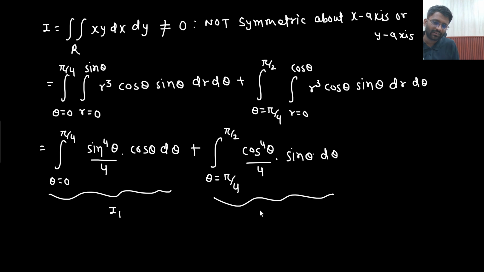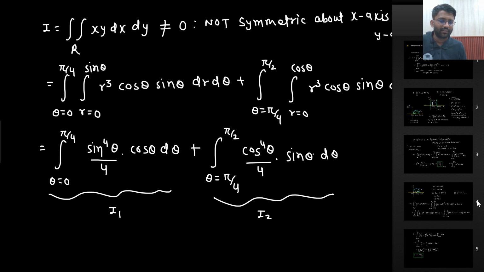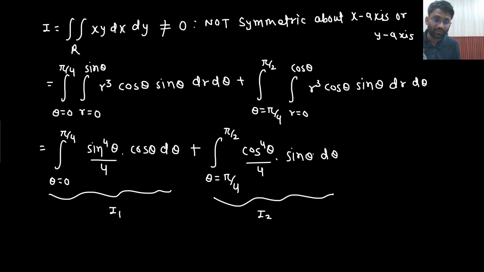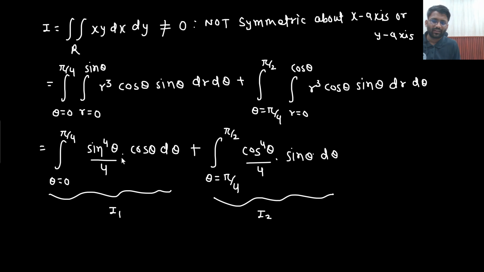So let's say this is I1, this is I2. So we are supposed to calculate I1 and I2. Let's find out I1 and I2 separately. You should be able to do it on your own. From 0 to pi by 4, 1 by 4 is outside, so let's keep 1 by 4 outside only. So the answer I am keeping as 1 by 4 times I1 plus I2.